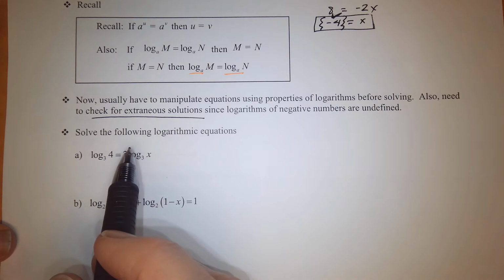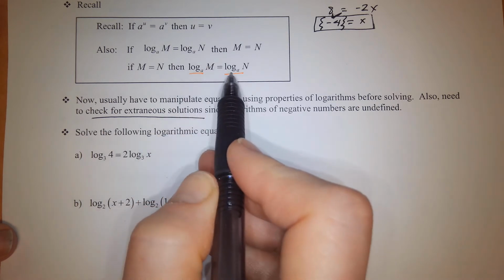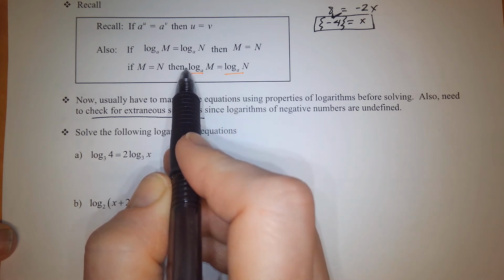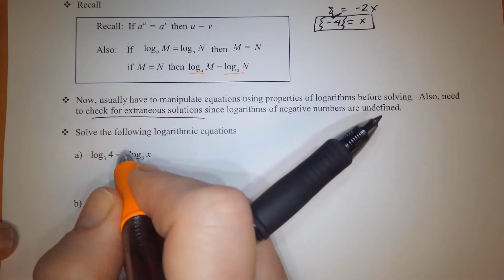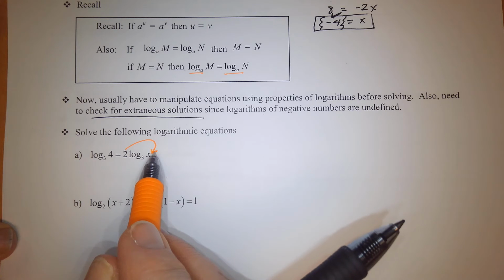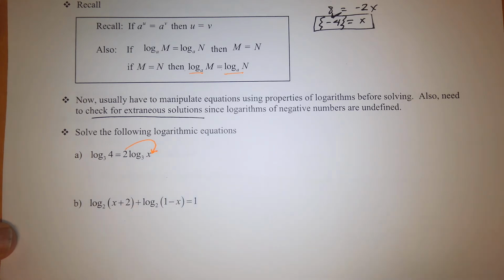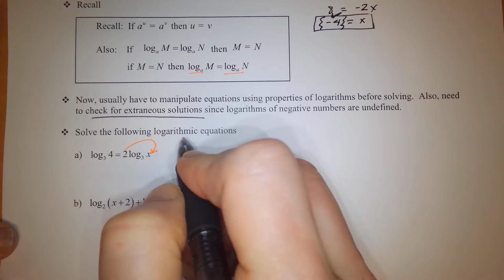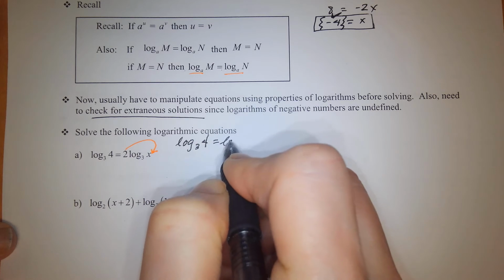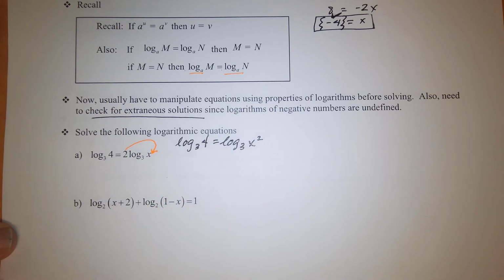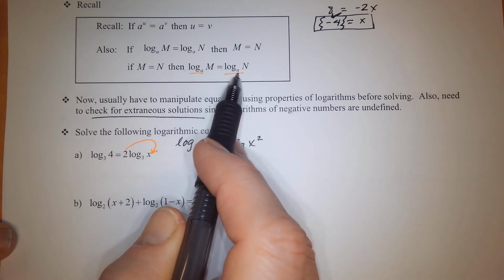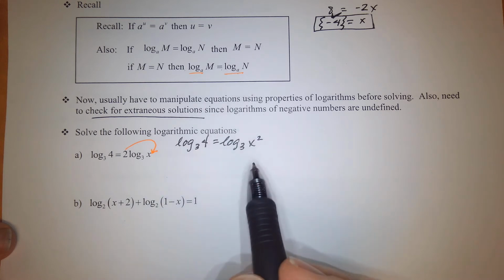In order to solve, the easiest thing to do is to get a log equal to a log, but there cannot be a coefficient in front. So if there's a coefficient in front, we want to get rid of that by moving it to the exponential area. Remember, anytime there's a log, that coefficient can also be written as an exponent of the argument. So I would rewrite this as log base 3 of 4 equals log base 3 of x squared. Now using this rule, if you have the same log with the same base on both sides, you can set their arguments equal to each other.